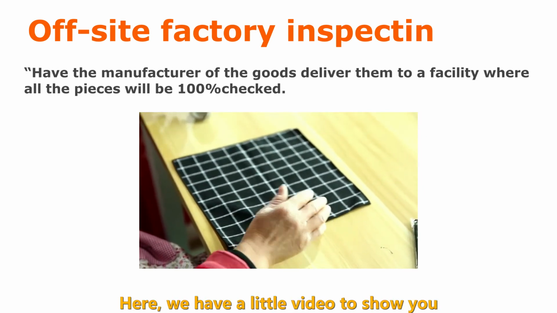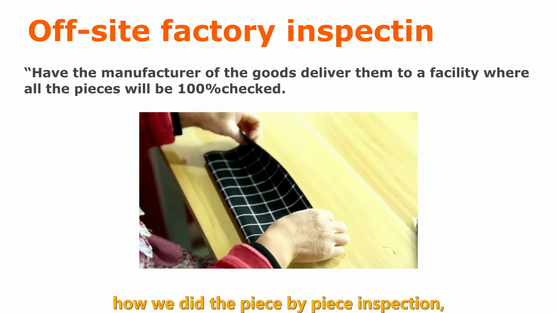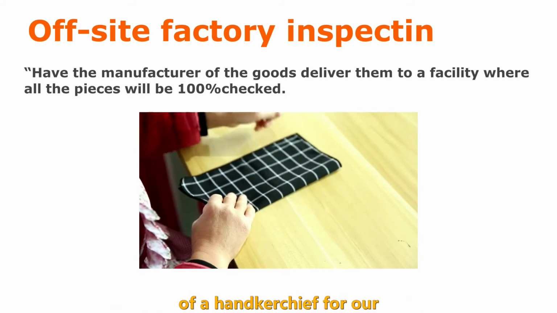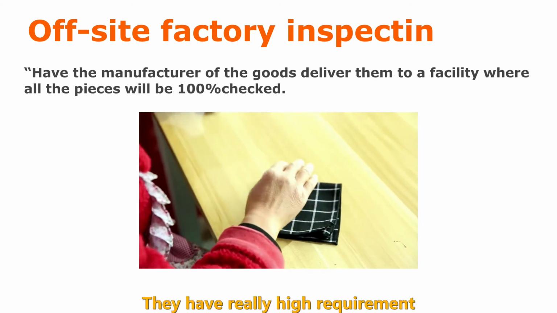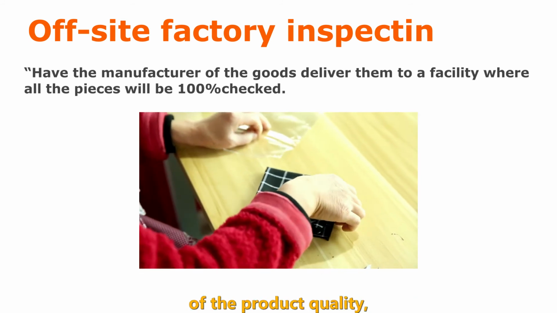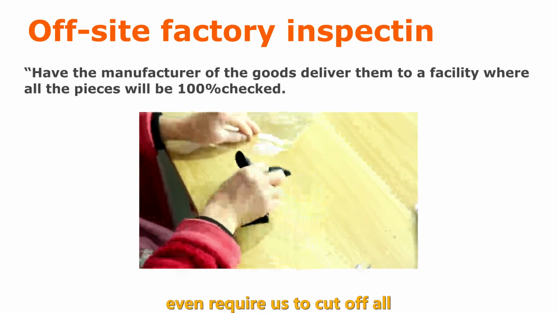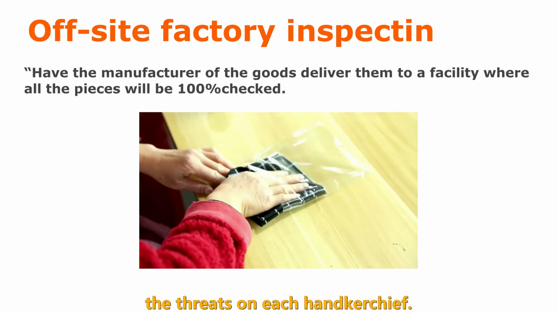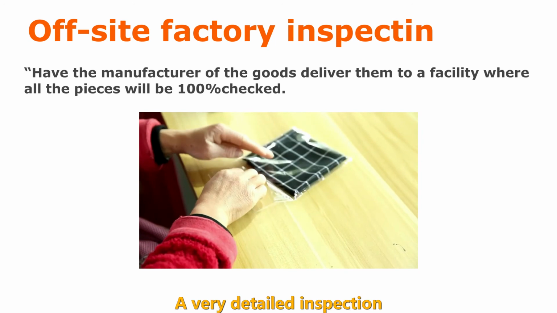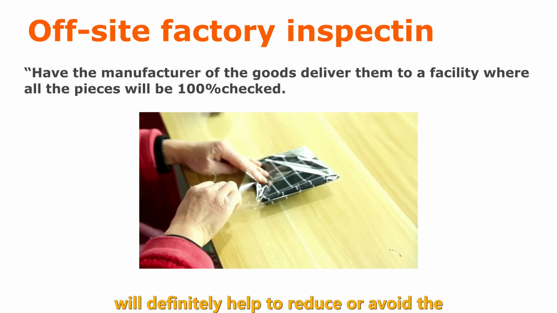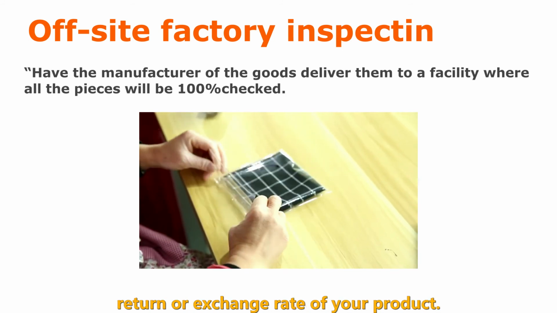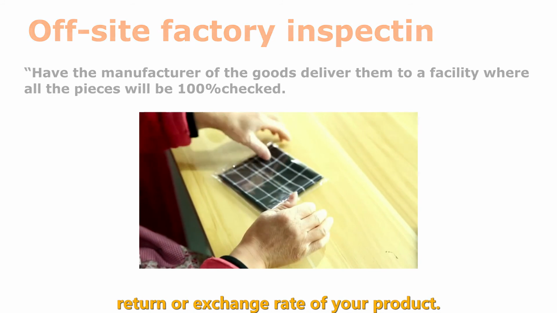Here, we have a little video to show you how we did the piece-by-piece inspection of a handkerchief for our Japan Amazon customer. They have really high requirements for product quality, even requiring us to cut off all the threads on each handkerchief. A very detailed inspection service like this will definitely help to reduce or avoid the return or exchange rate of your products.